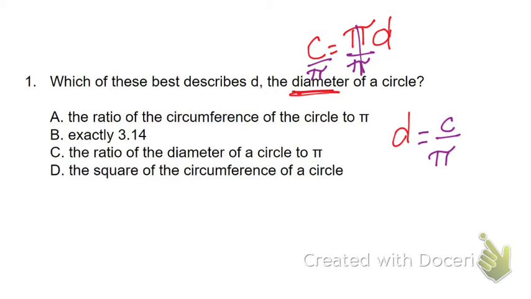So the answer here is diameter is the ratio of the circumference of a circle to pi. Okay, diameter is not 3.14. In fact, circumference is not even exactly 3.14, and neither is pi because it continues on. Okay, it says diameter is the ratio of the diameter to pi. Wait a minute. Diameter can't be the ratio of diameter to pi. It's going to be something else, okay? And diameter is the square of the circumference. So circumference squared, we've never actually squared the circumference for anything. Okay, so that answer is A. That's number 2.